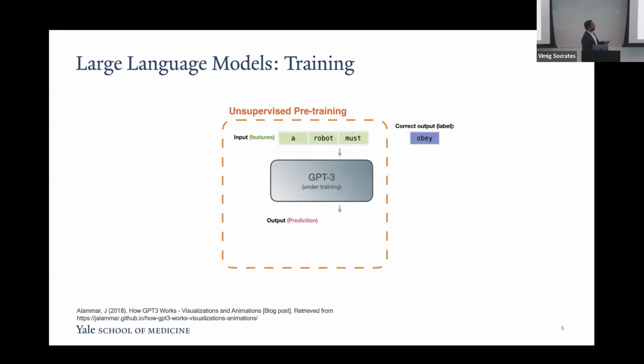So when you're training a model, you have some sort of input sequence here. A robot must, and the model during training might generate the word exterminate. But in reality, the true end of that sentence is obey. And so when you're training that model, it will try and nudge the model towards trying to generate words like obey when you see that initial sequence of a robot must.